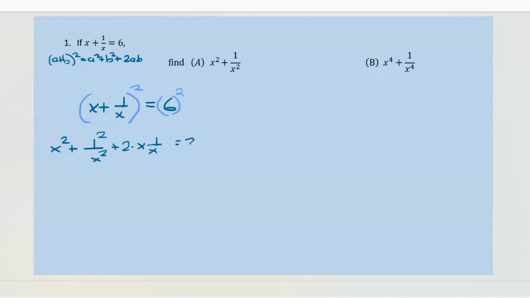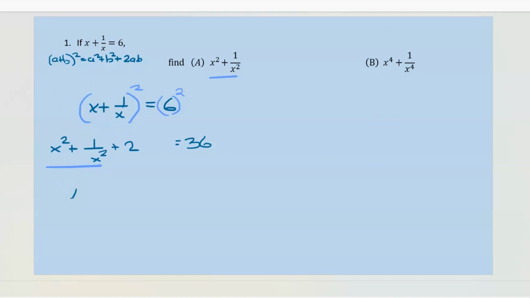equals, then 6 squared is going to be 36. And then looking at this, 2 times x times 1 over x, the x and then x get canceled when you multiply them. So they get canceled to 1. So 2 times 1 is 2. And then here, we can already see that we already got our answer, x squared plus 1 over x squared. And also here, 1 squared is 1. So it's just going to be 1.